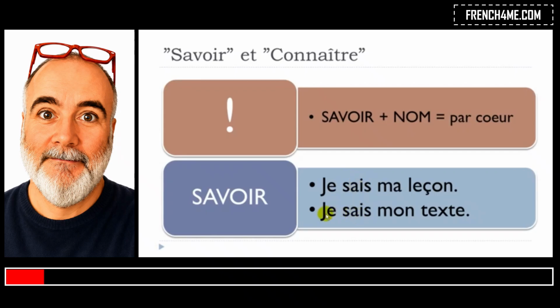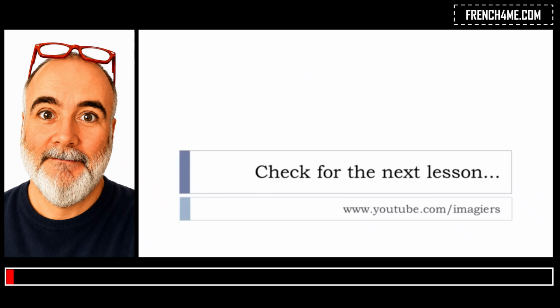Same thing for the second example. Je sais mon texte, my text, or my lines if you want. You want to introduce this idea that you know your text or your lines by heart. And that's the only exception when we will use savoir plus a noun. All right? I hope it was clear for you.